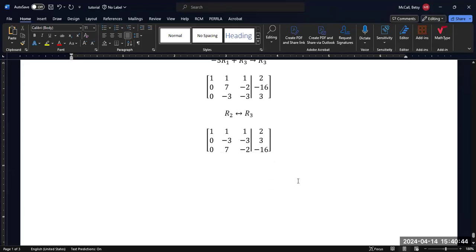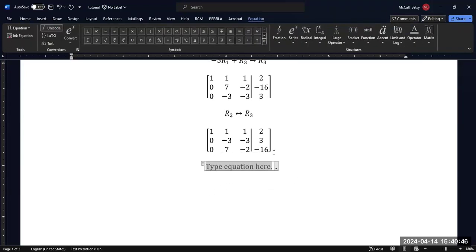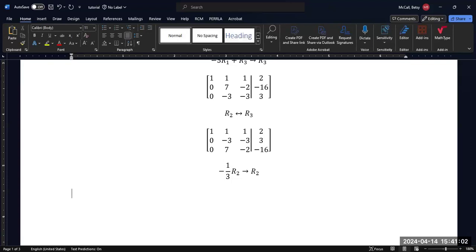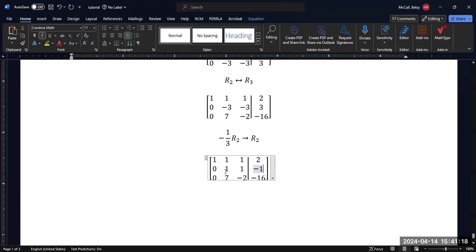Because now I can do my next row operation, 1/3 row 2 goes back into row 2, and in fact, -1/3 row 2. So I'm going to divide everything in row 2 by a -3, and that's going to get me a 1 and a 1 and a -1. So I got my 1 in this position without having introduced any fractions.